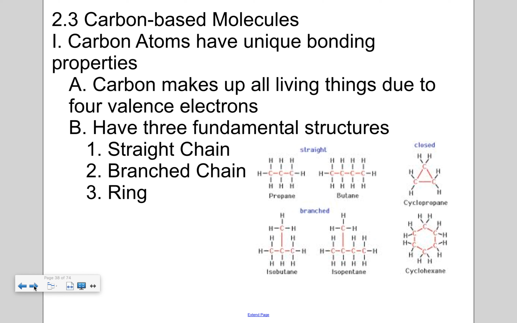Carbon's found in all living things due to its 4 valence electrons. We have 2 in the first energy level and then 4 in the second energy level. And so it can form 4 bonds because carbon tends to form covalent bonds. And carbon can form the 3 fundamental structures that can make up any complex molecule. It can form straight chains, as you can see here with propane and butane. It can form branched chains, isobutane, isopentane, or it can form rings, cyclohexane, cyclopropane.